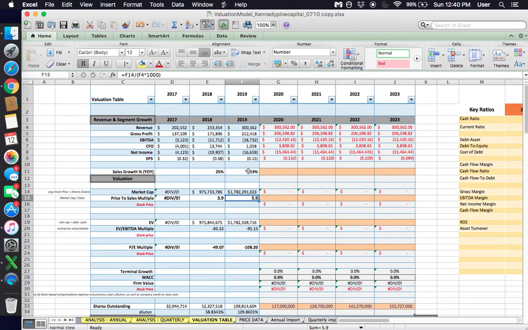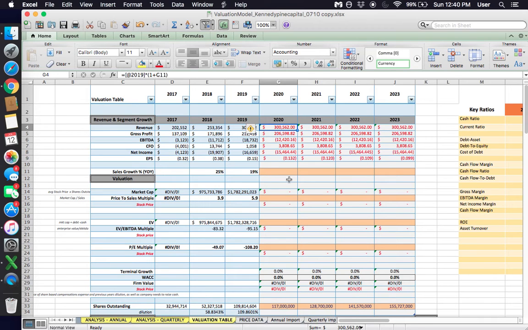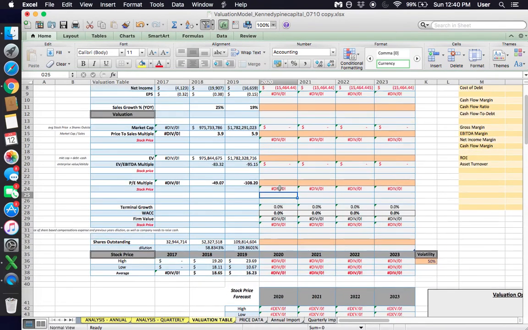We can also see that Upwork's been growing pretty well over the past few years: 25% growth in 2018, 19% growth in 2019. So what we have to do is enter in what we think their sales growth will be for the coming years. When you're valuing a company, there are three main things you need to figure out: what their sales are going to be, what the multiple should be, and their shares outstanding. So let's jump into that.